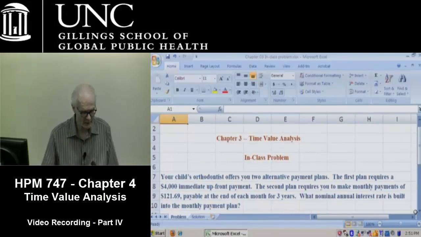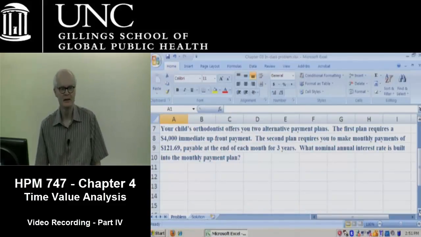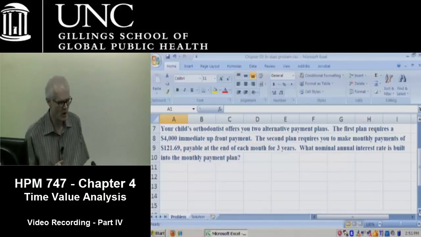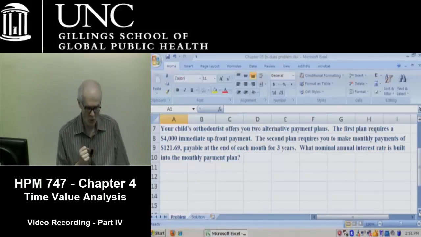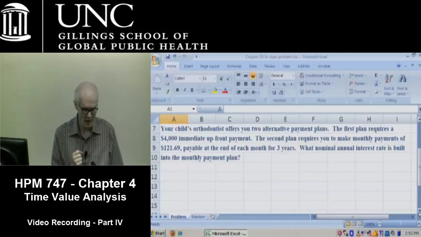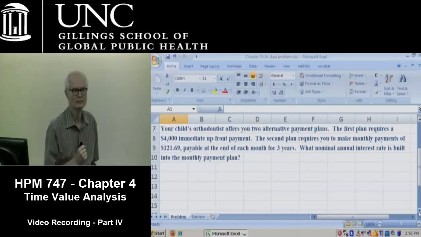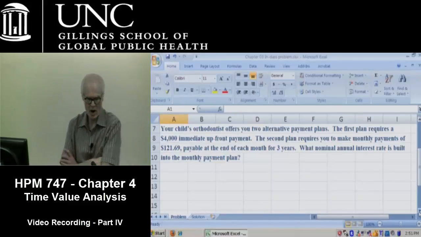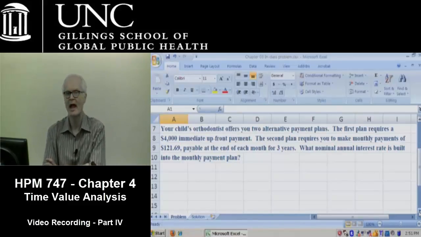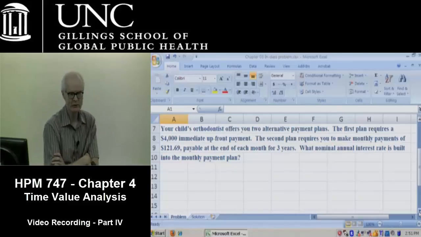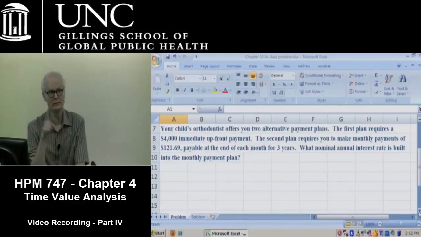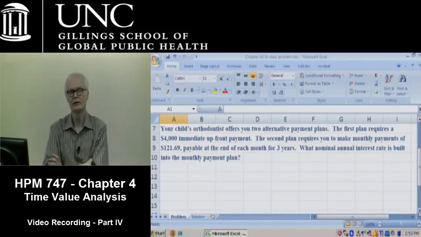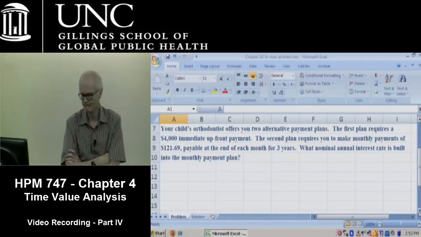This is what my orthodontist told us when she needed braces. He gave us the choice of two payment options: $4,000 right now, or make 36 monthly payments of $121.69. So, what I want to know is what nominal annual interest rate is built into that plan. And I'll give you a hint right now, you have to use the rate formula, R-A-T-E. So if you just put equals, rate, parentheses, it'll then prompt you for other inputs. So let's see if you can figure it out.